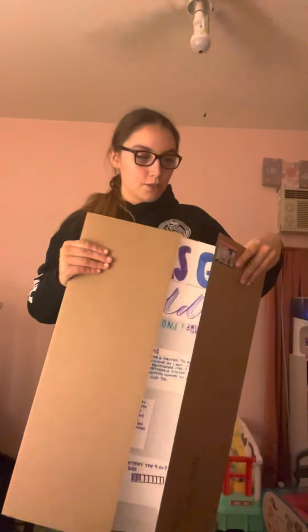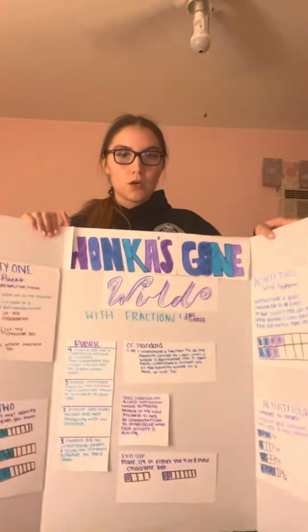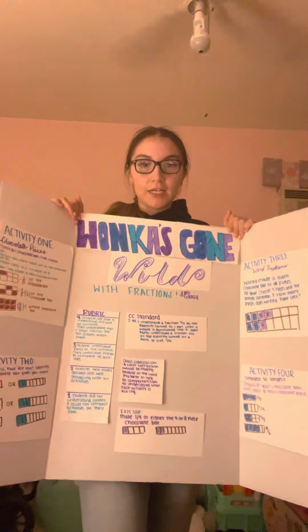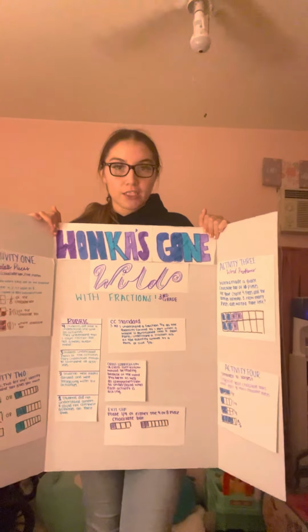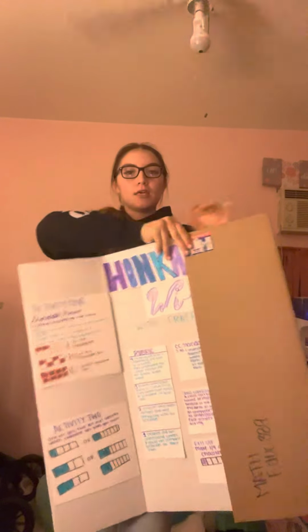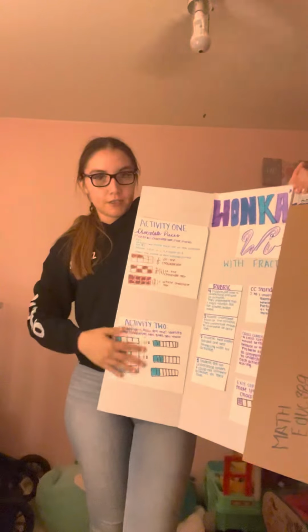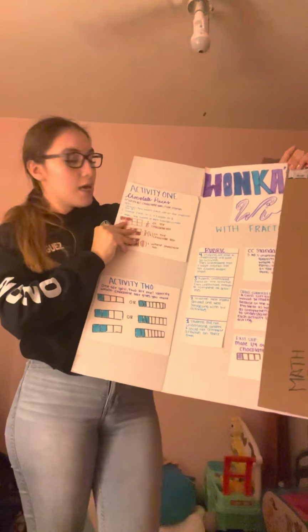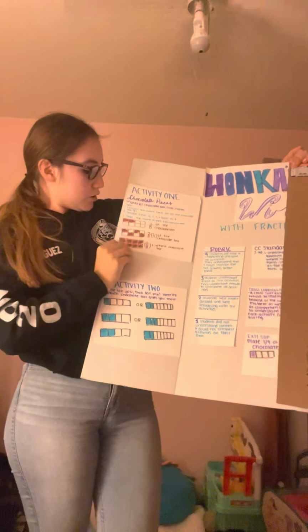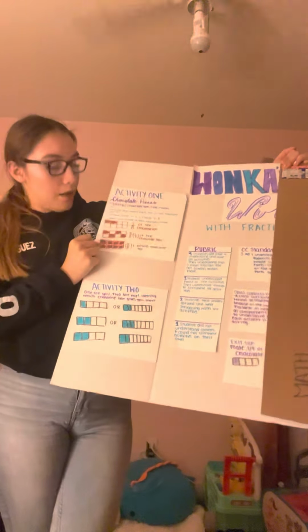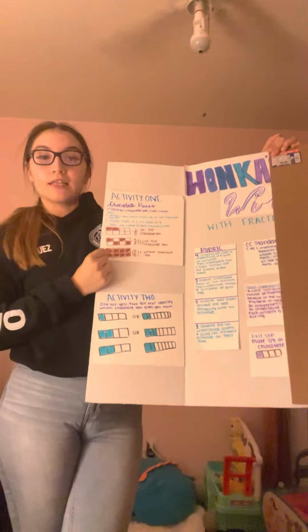So for my Math Center project, I called it Wonka's Gone Wild, and for my project, I decided to use fractions as my main topic and subject. So starting with the left side over here, I have activity 1, which is called chocolate pieces, and here students are going to be using an 8-piece chocolate bar to identify the names of fractions.